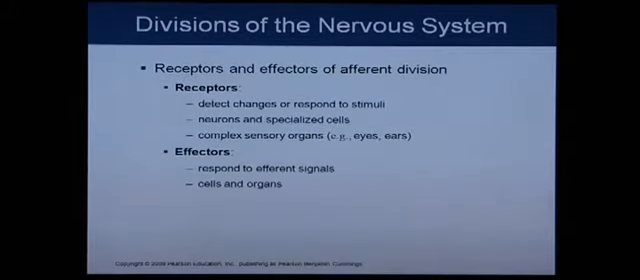Effectors are the ones that are going to respond to whatever information we pick up. So, for example, if our skin picks up that we are getting hot, this information will be carried to the brain, and the brain can then direct effectors to begin sweating so that we can maintain our normal homeostasis. So receptors pick up on a change, and effectors are going to respond to that change.